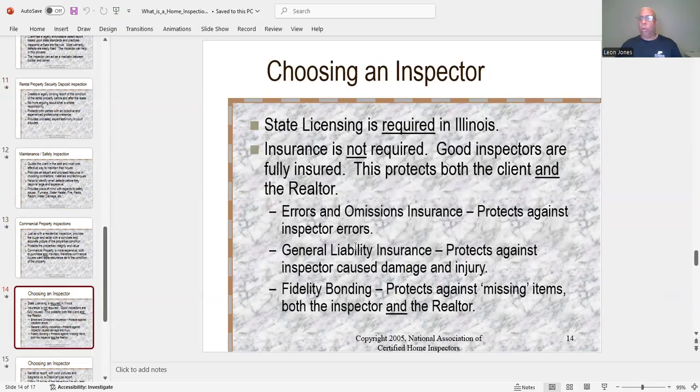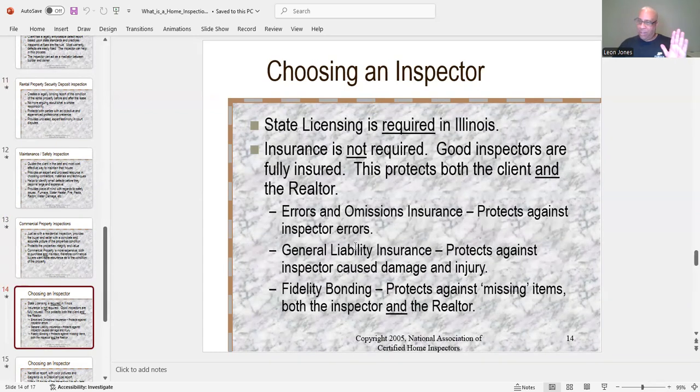So what would be next? Now, of course, I'm using the state of Illinois as an example because you have to choose an inspector. Again, you have to choose an inspector. So state licensing is required in the state of Illinois.